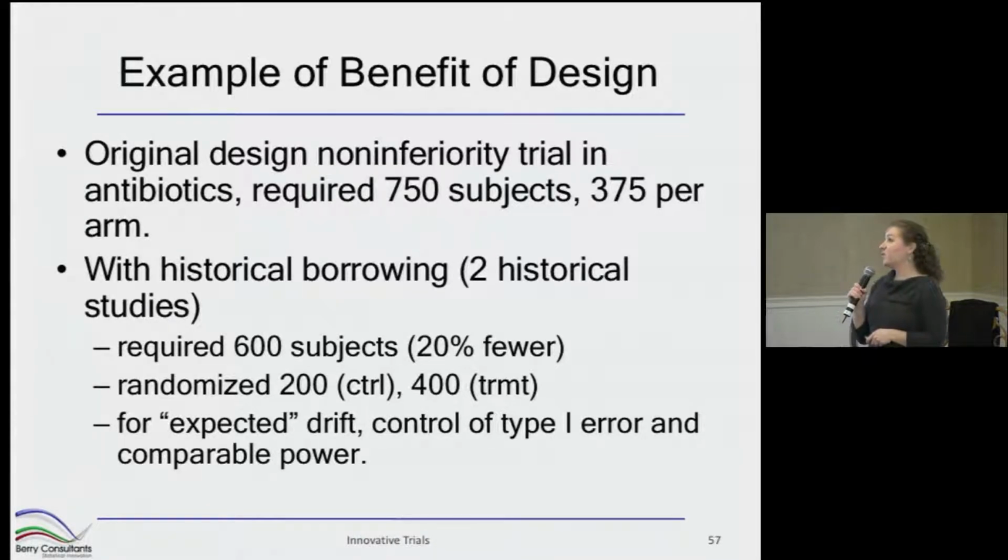And for the expected drift, so within the range where we thought there might be some difference from the historical rate, the type 1 error rate was controlled, and we actually had comparable power to our original design. So we were able to save 20% fewer subjects for about the same power and about the same type 1 error rate.